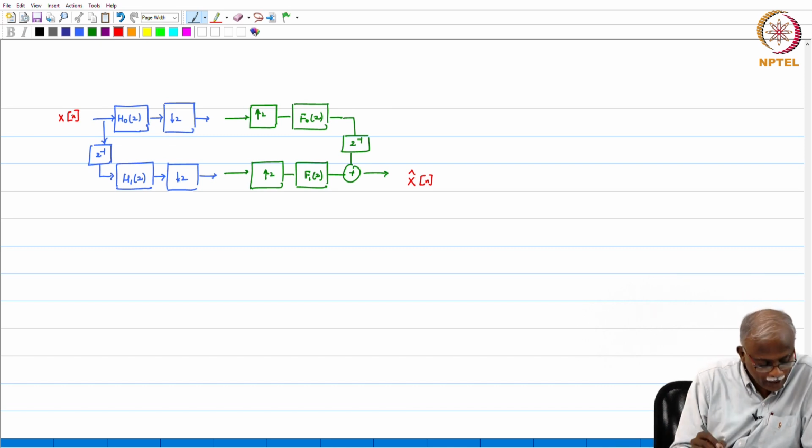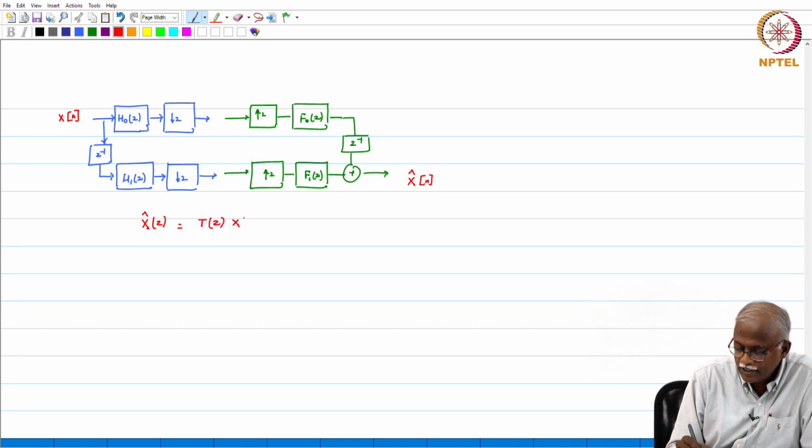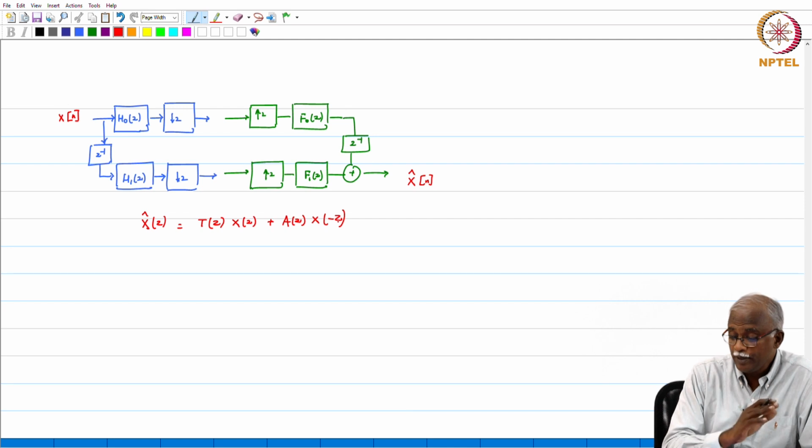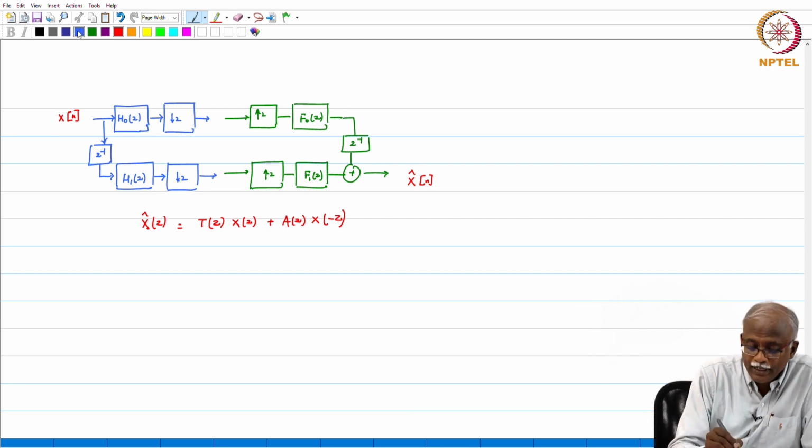What I would like you to do is look at the overall transfer function, write down x hat of z in terms of t of z times x of z plus a of z times x of minus z, just like we did before, and then obtain the conditions for aliasing cancellation. What are the conditions that must be satisfied? Condition for aliasing cancellation. So, this is task number 1.